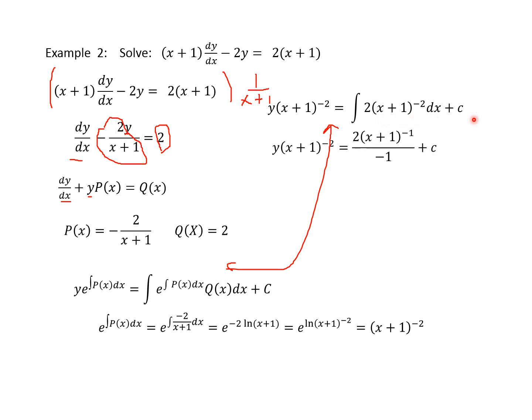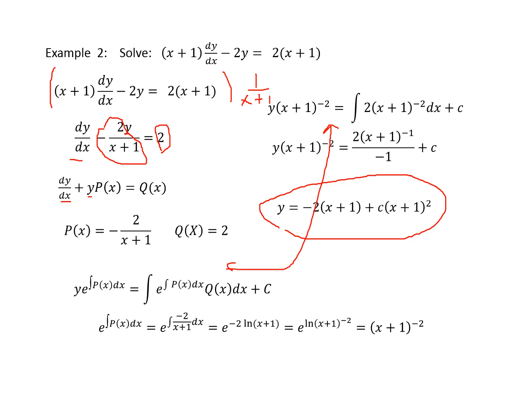Simplify. The integral is 2 times (x + 1)⁻¹ over −1, since −2 + 1 is −1, plus c. And solving for y, this is just −2(x + 1) + c(x + 1)². Okay, this is our general solution.